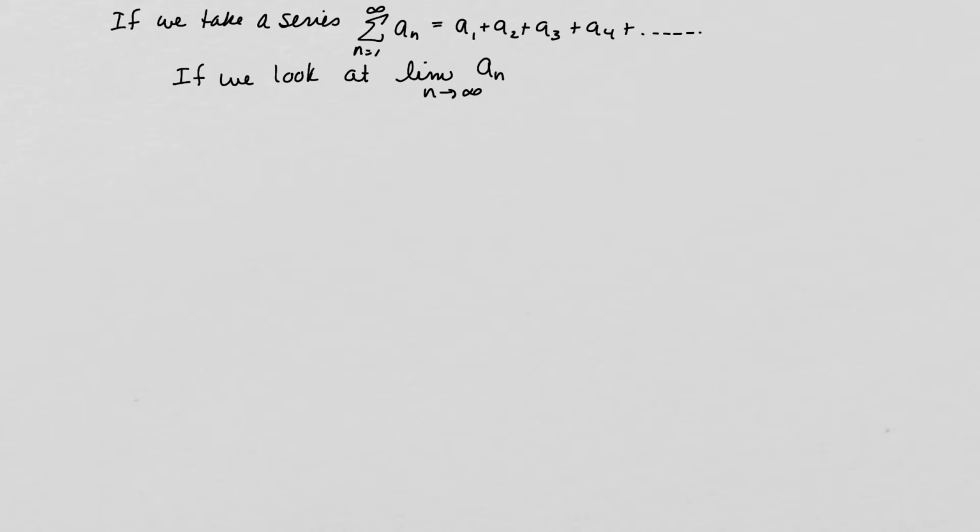These terms need to be going to 0 to have even a chance for the series to converge. Because let's say the limit of the terms went to 1. All of a sudden I'm adding plus 1, plus 1, plus 1, plus 1, plus 1. And if I keep adding an infinite number of plus 1s, that's going to go towards infinity. So this limit has to be equal to 0 for our series to have a chance at converging.